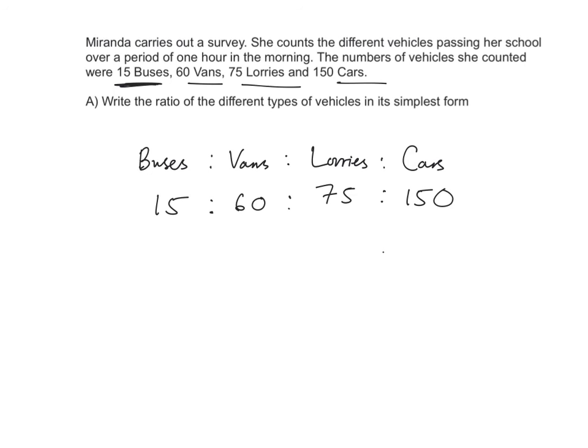Now, you must remember, always simplify your ratios wherever it's possible. Is it possible here to simplify these ratios? Yes, because I can see there is a common factor here. What is the common factor? Well, first of all, to make our lives easier, we can do it in steps. I can clearly see that 5 goes into all of them. So if I divide it by 5, 15 divided by 5 is 3. 60 divided by 5 is 12. 75 divided by 5 is 15, and 150 divided by 5 is 30.